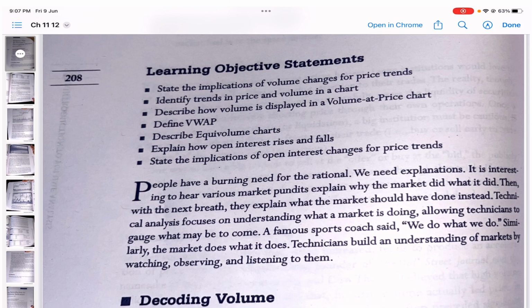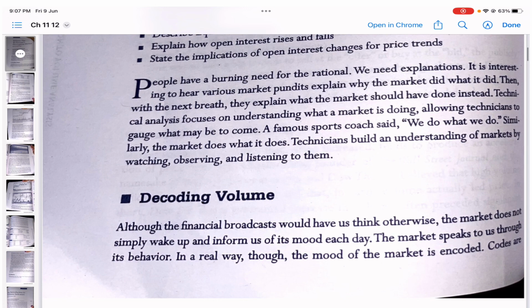And then we'll be seeing equivolume charts. That's another form of charts where the price and volume both are represented on the same chart. We will now also see how an open interest rises and falls, how you get to know, and state the implications of open interest changes for price trends. So these are the things which we are going to see over here.